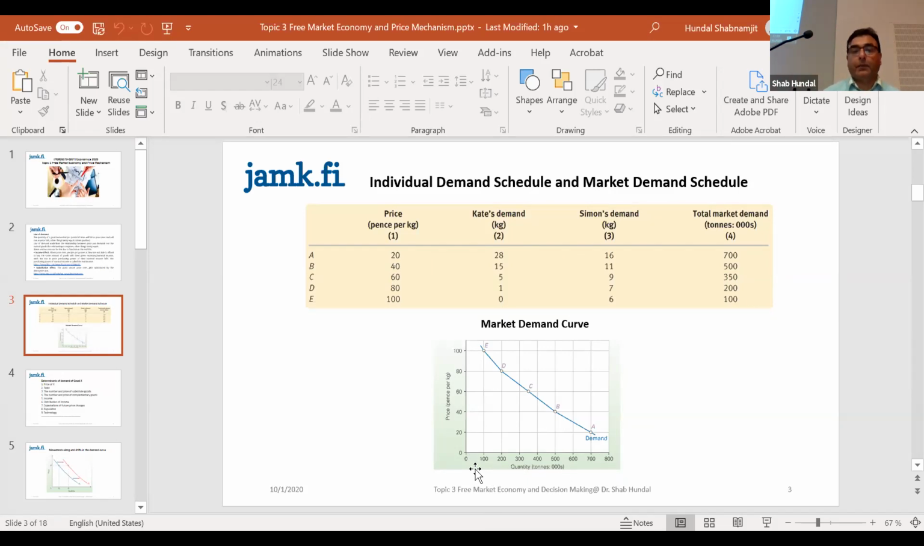Yeah. And this is the individual demand schedule and the market demand schedule. When you put them together and show this behavior in a tabular form, we use the word schedule. But when you show them graphically in a pictorial form, then we call it a curve. So it's a curve or a picture, right? So we have a table and a graph.